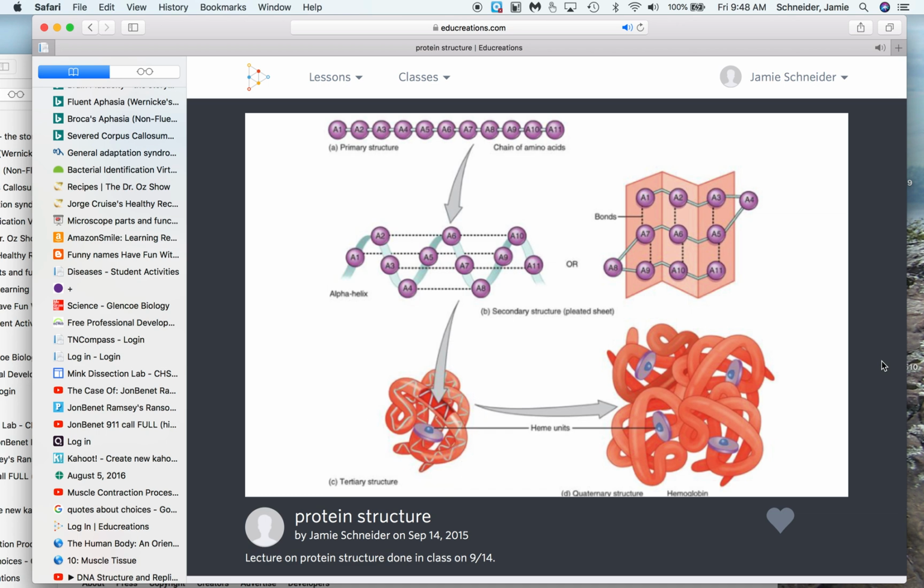The last type of structure we have in proteins is quaternary structure. And it's showing it right here. What I have is 4 of these units over here in tertiary, coming over here to form quaternary. So tertiaries come together to form quaternary. This is actually 4 tertiary units forming 1 hemoglobin molecule.